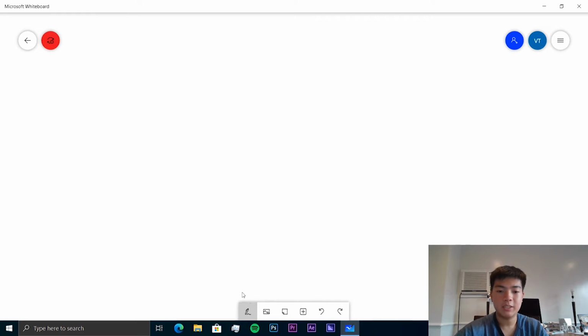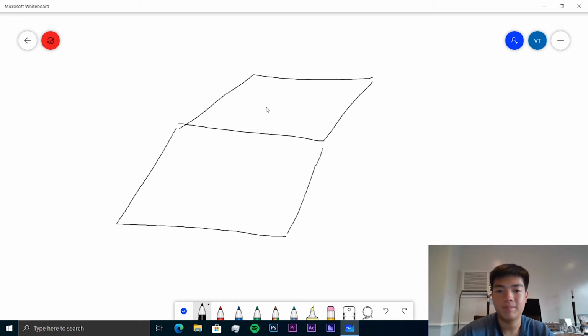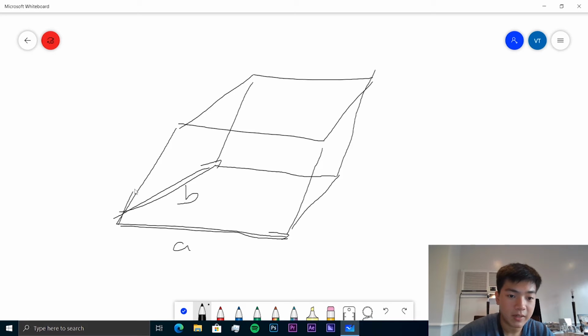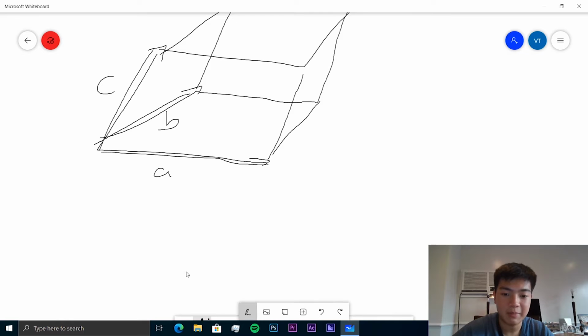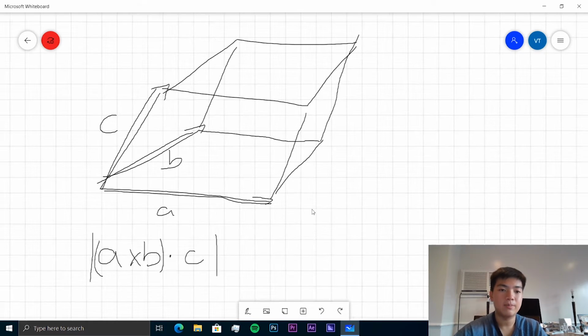Some interesting geometry, which I think you need to know, is first of all, if you have a parallelepiped, a 3D parallelogram like this, where this vector here is A, this vector here is B, and this vector here is C, then the volume of this is given by the absolute value of the mixed product A times B dot C. So that's how you can find the volume of this parallelepiped.